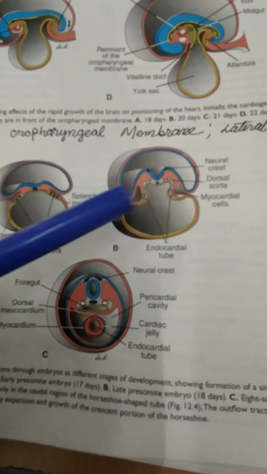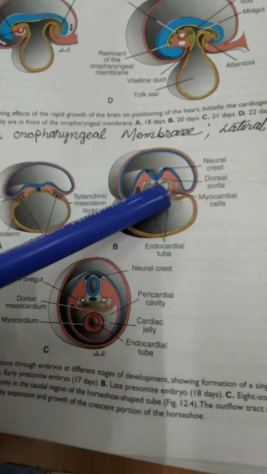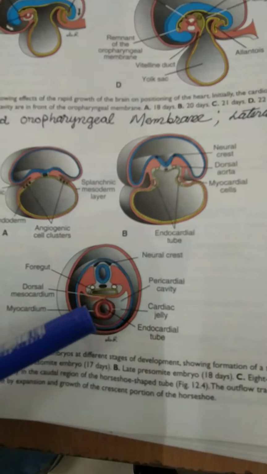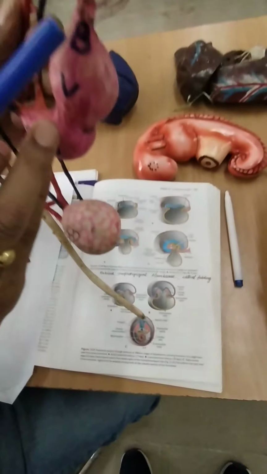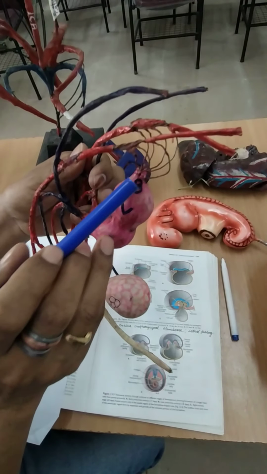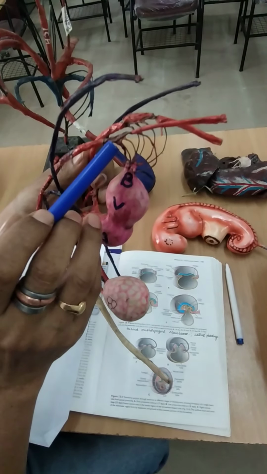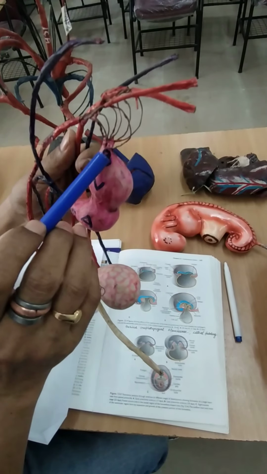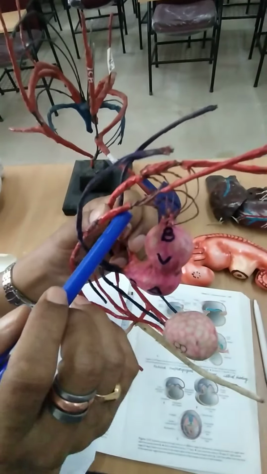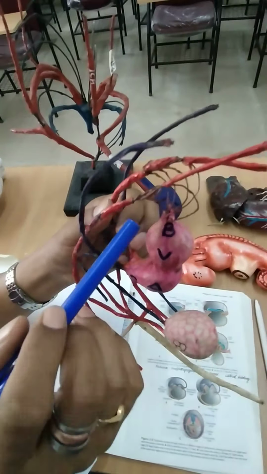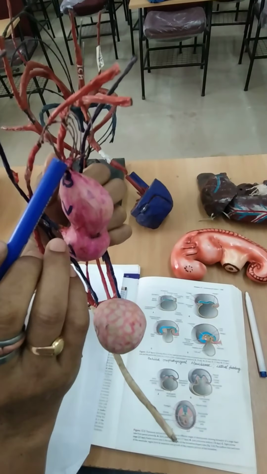Then this dorsal aorta will be connected with the arterial end of the fused heart tube. The arterial end of this fused heart tube is the bulbus cordis. So there are two dorsal aortae here, right and left, and this is the bulbus cordis. The most terminal cranial part of the bulbus cordis is the truncus arteriosus.